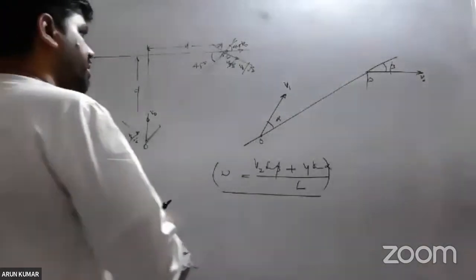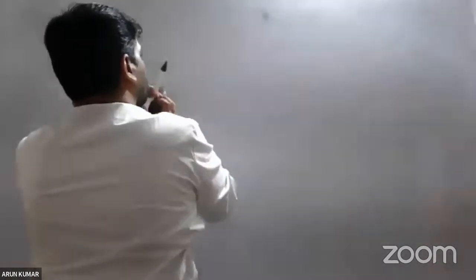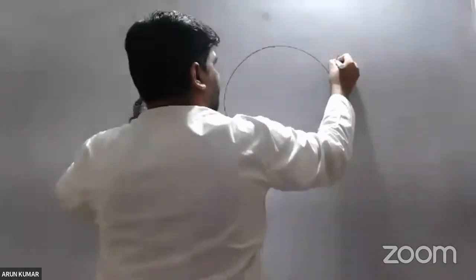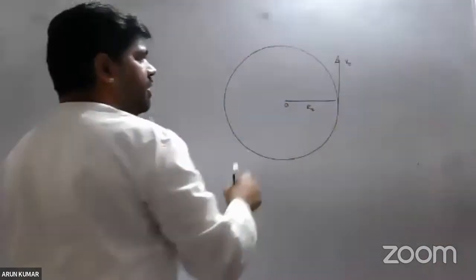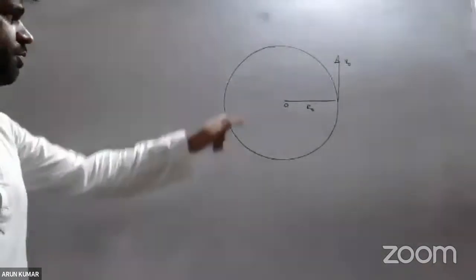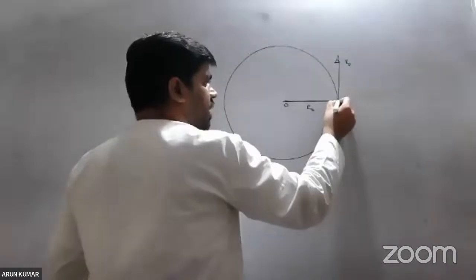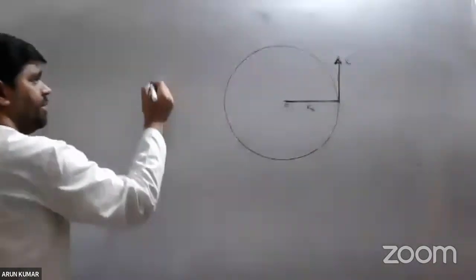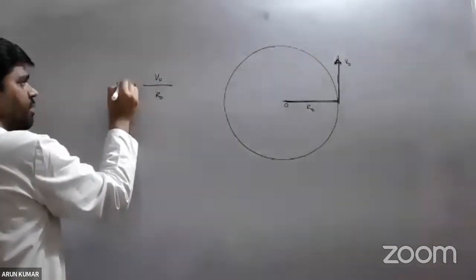Okay, now let us say there's a particle moving in a circle like this with velocity V naught. The radius of the circle is R naught. About this point O, I have to find the angular velocity of this particle. V is perpendicular to R already because it's going tangentially. So V perpendicular is V naught, by the distance between them, R naught, is my omega.